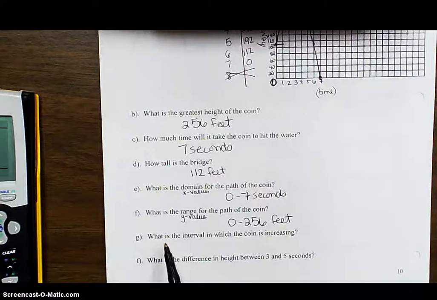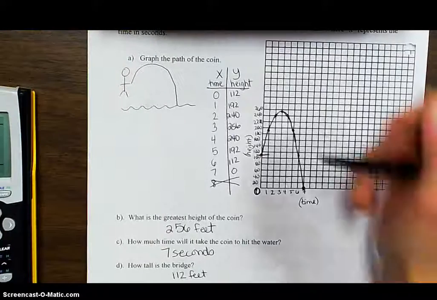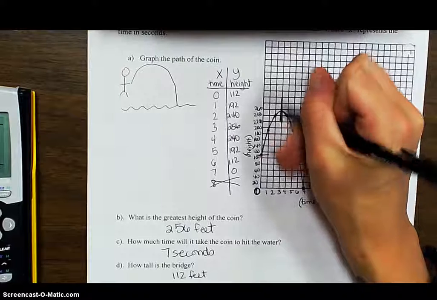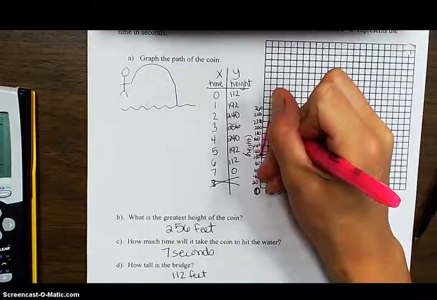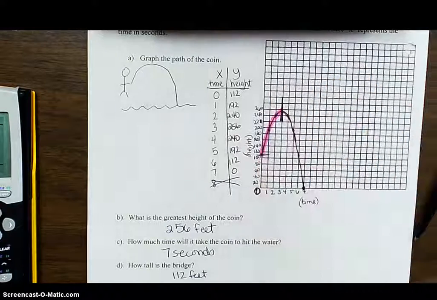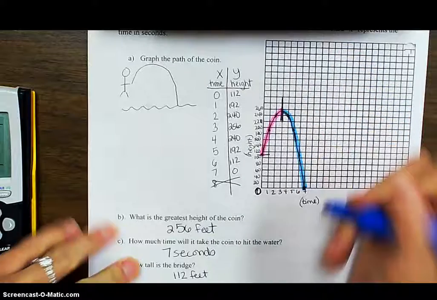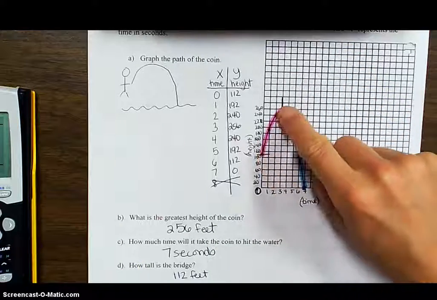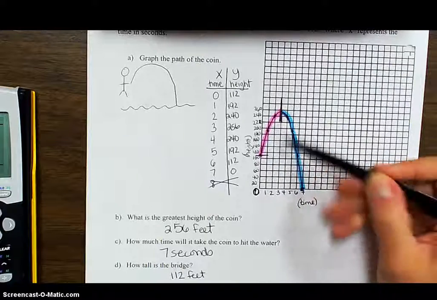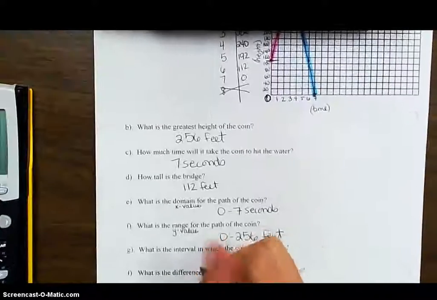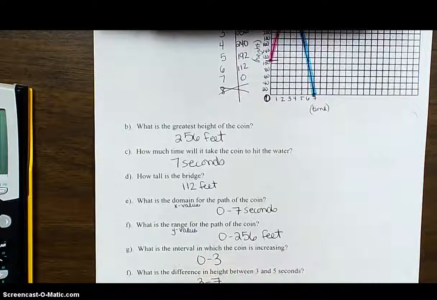Okay, part G, what is the interval in which the coin is increasing? So let's take a look here. This is my vertex, this is my turning point, which means Abigail is tossing the coin. It goes up, up, up, up, up, and then it stops there, and here it starts going down, down, down, down until it hits the water. So increasing, it goes up, decreasing, it goes back down. So for increasing, we're going up for 3 seconds. So from 0 to 3, it is increasing, and then from 3 to 7, it is decreasing.